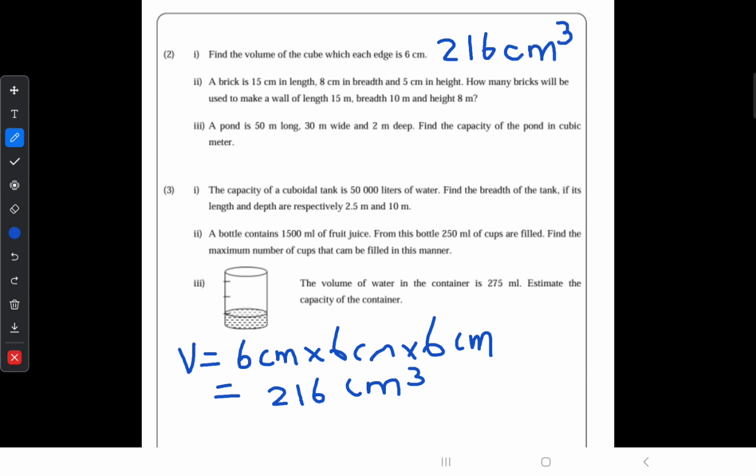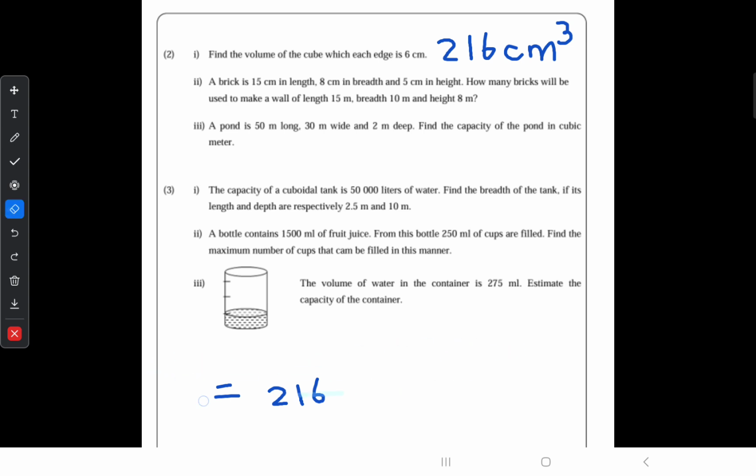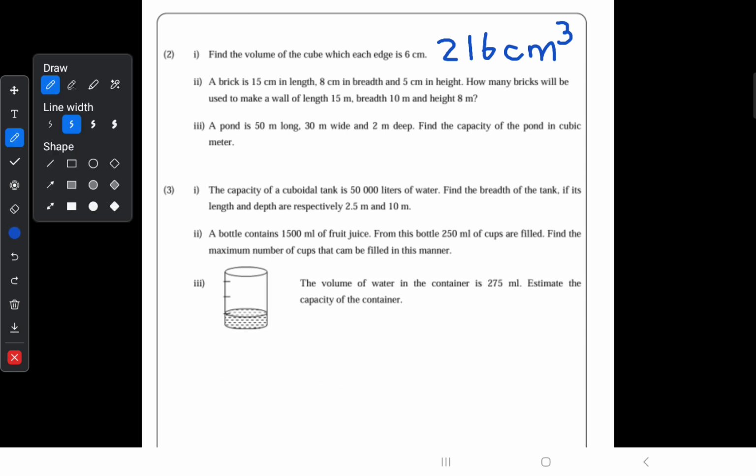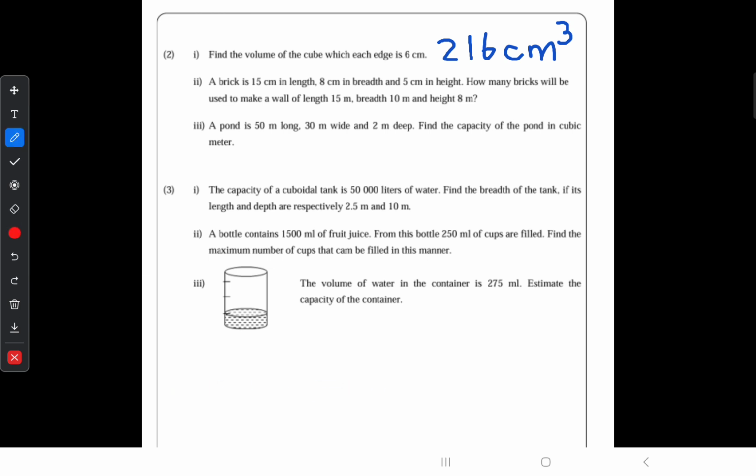A brick is 15 centimeter in length, 8 centimeter in breadth, 5 centimeter in height. How many bricks will be used to make a wall of length 15 meters, breadth 10 meters, and height 8 meters? For that question, we have to find the volume. First of all, you have to find the volume of a brick.